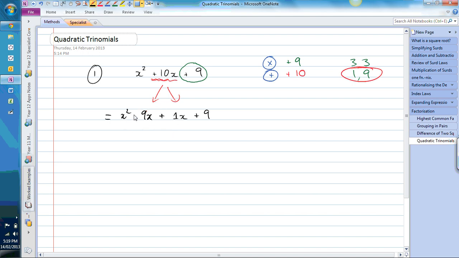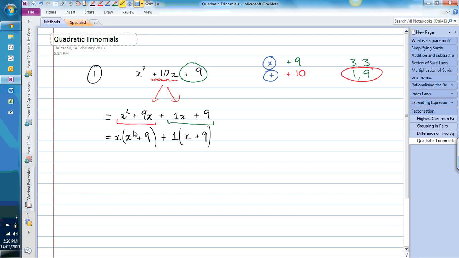Now I'm going to treat this as a grouping in pairs problem. So I'm going to think of these two as being together, and I'm going to think of these two as being together, and I'm going to look for a highest common factor of them. Looking at these ones, the highest common factor is going to be x. And for these second two, there's not really a highest common factor. The highest common factor is going to be 1. I want something to come out of that, and the only option I have is 1. 1x divided by 1 is 1x or x. 9 divided by 1 is just going to still be 9.